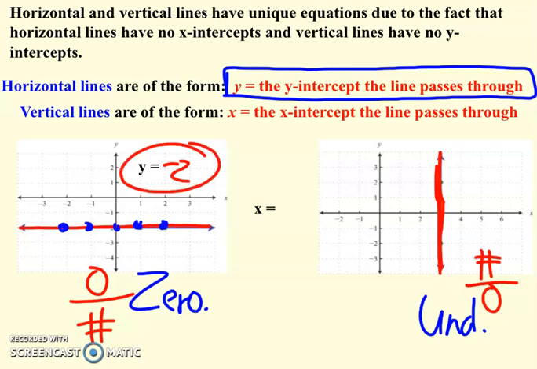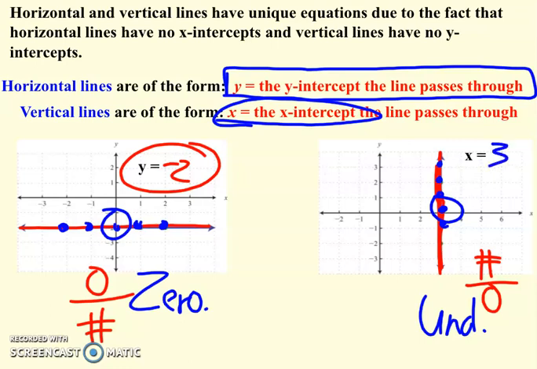Vertical, on the other hand, what's true about this is that all coordinates on a vertical line have the same x value. So I start here at (3, 0), (3, 1), (3, 2), (3, 3), (3, -1), and so on. In this case, x equals the x-intercept. So intercepts, again, are where I cross the axis. This is the reason you have this type of equation, because all x values are identical on that line. So horizontal, going through the y-intercept, all y values are the same. Vertical, going through the x-intercept, all x values are the same.